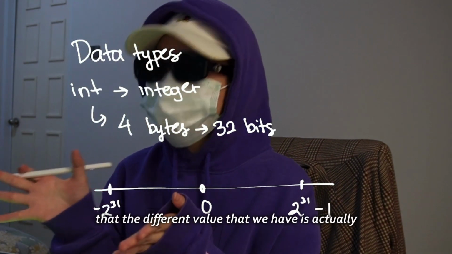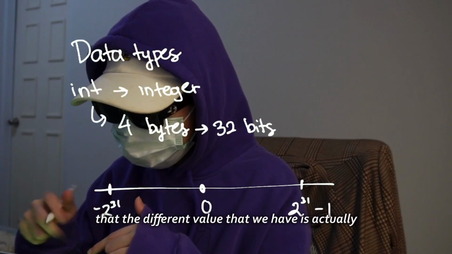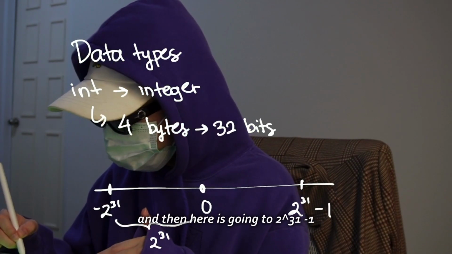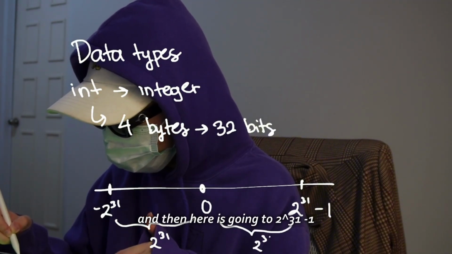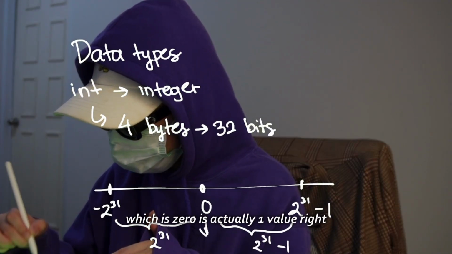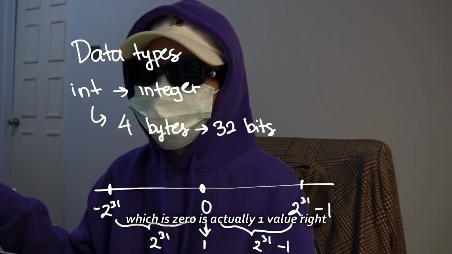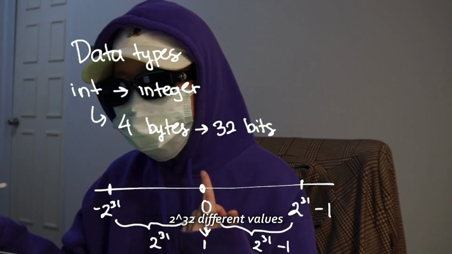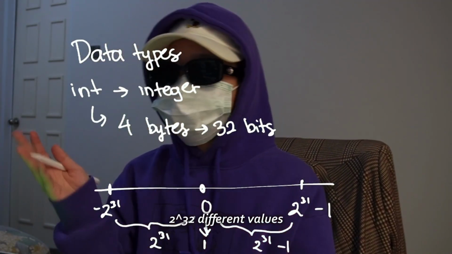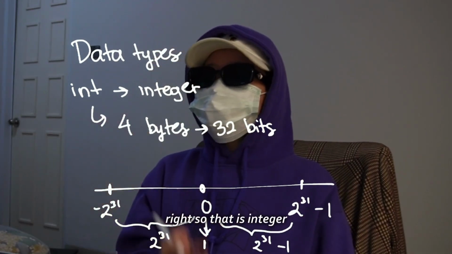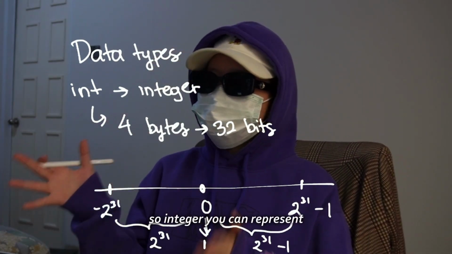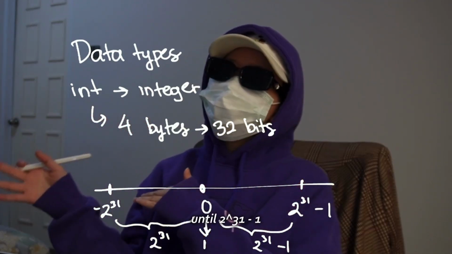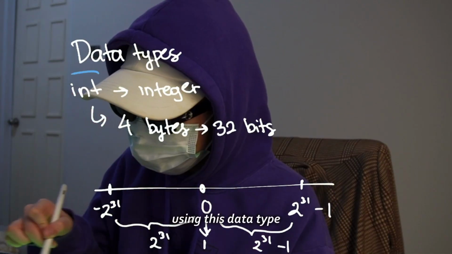As you can see, the different values go down to minus 2 power of 31, and up to 2 power of 31 minus 1, where 0 is 1 value too. So if you sum it, it's going to be 2 power of 32 different values. So that is integer. You can represent integers from minus 2 power of 31 until 2 power of 31 minus 1 using this data type.